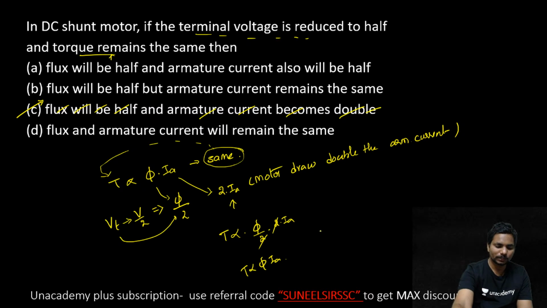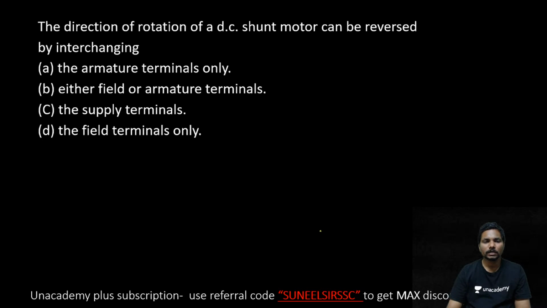And coming to the next one: the direction of rotation of a DC shunt motor can be reversed by interchanging the dash. Just now we have discussed this question. Very good, option B.